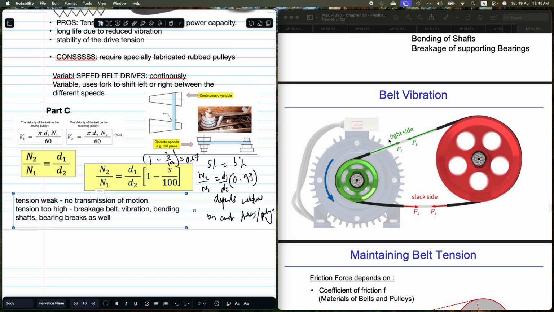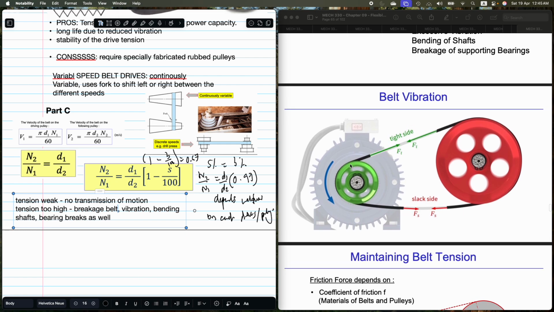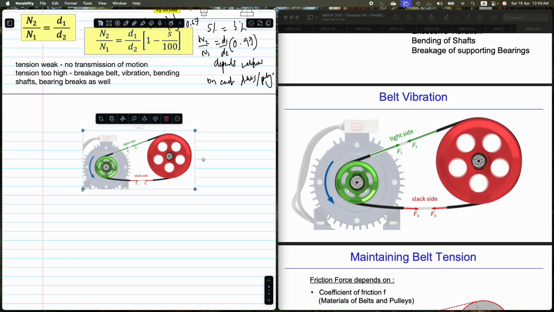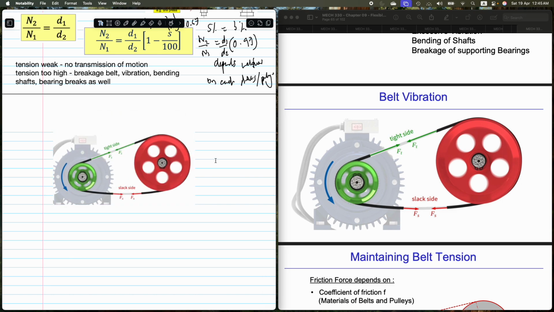Belt vibration. This is important. This one is the driver. You can see here, this is the driver. I'll take a picture of this and explain what's going on. This is the one that's being spun. This one has an N here. So this is the driver pulley, and this one is being driven. Whichever side is being pulled is the driver.